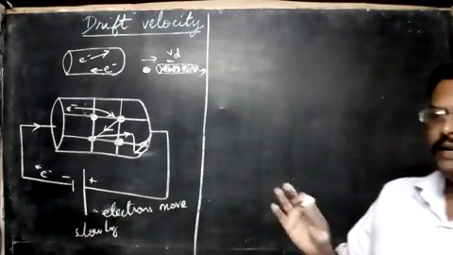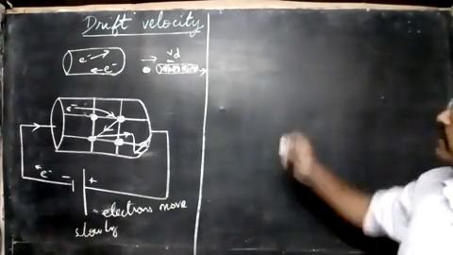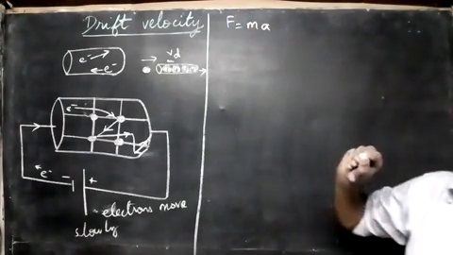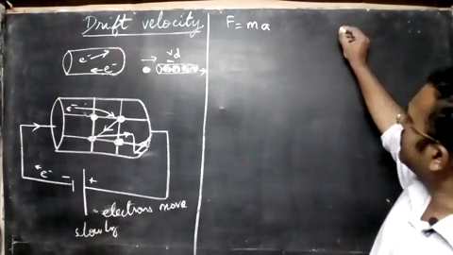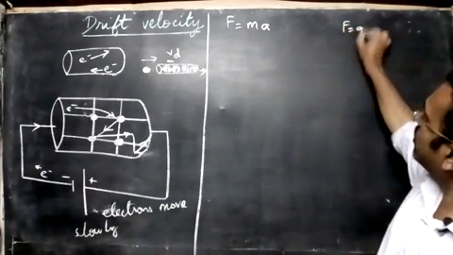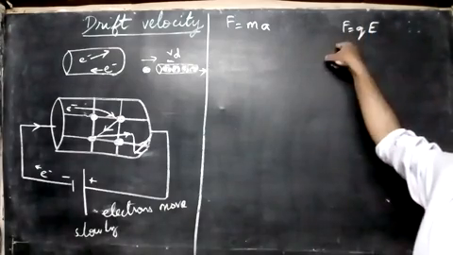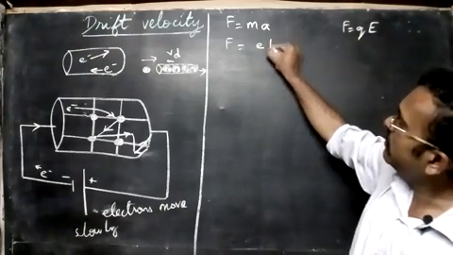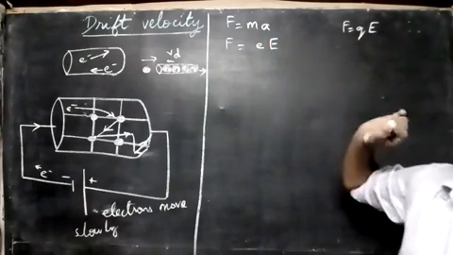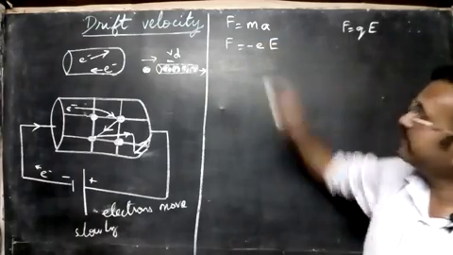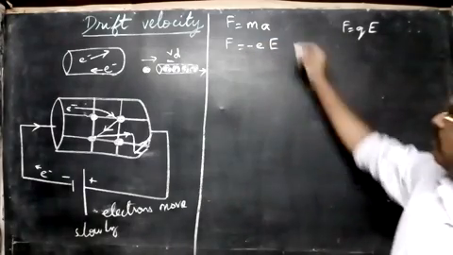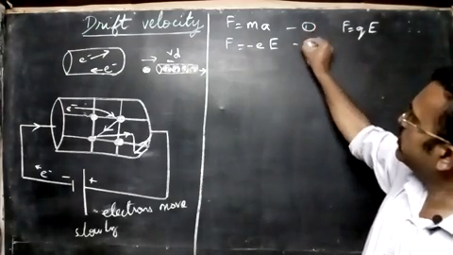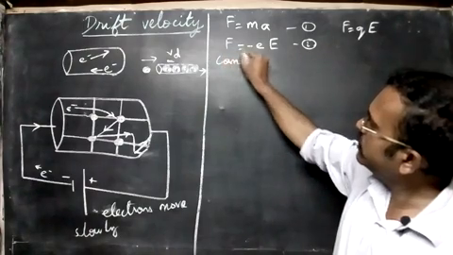Let's see how to find the expression for drift velocity. From Newton's second law, force F is equal to m into a. This we know. Let's take charges here. We have the formula F is equal to QE. But what charge are we taking? We are taking the electron, so F is equal to e into E. But the electron charge is negative, so we write a minus sign. Now compare both equations. This is equation 1 and this is equation 2. So, combining equations 1 and 2.